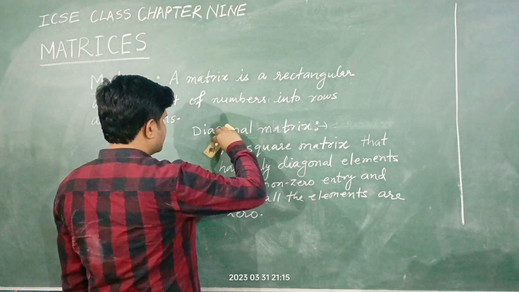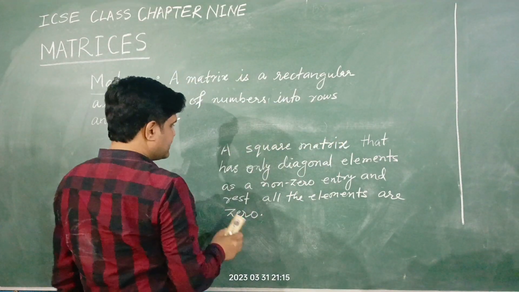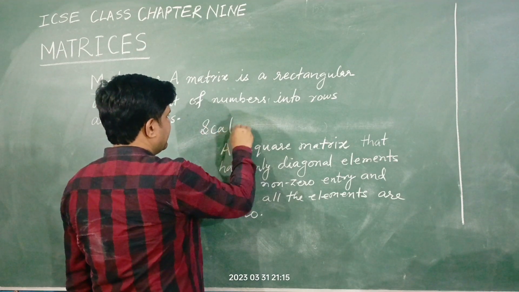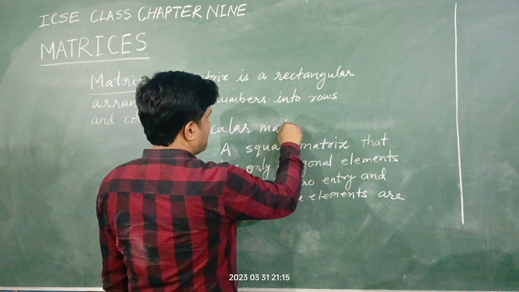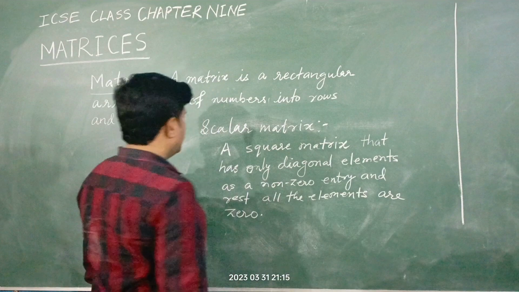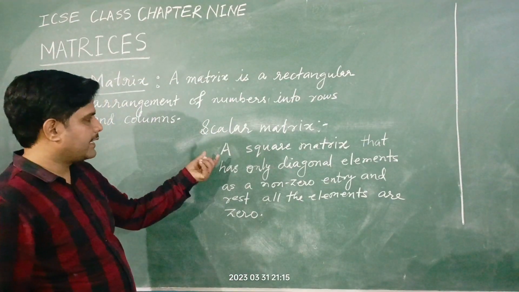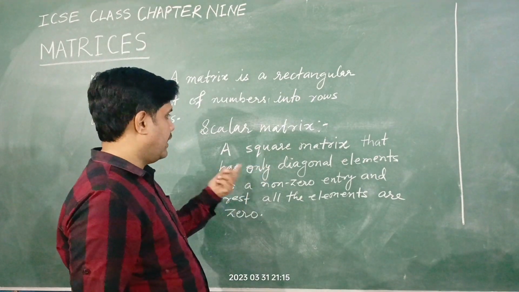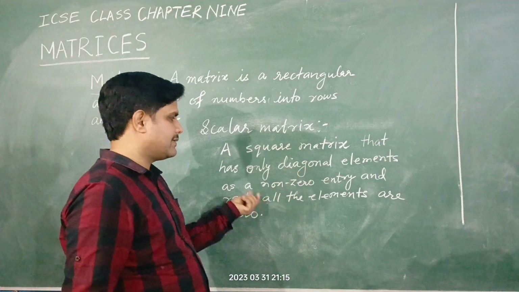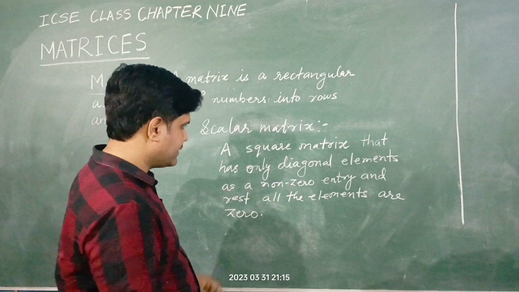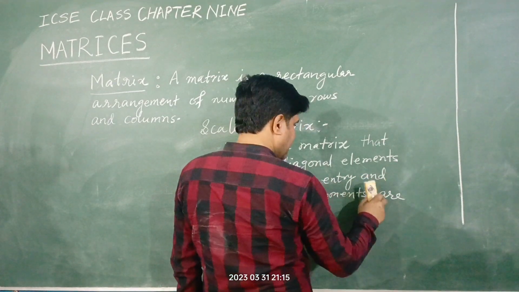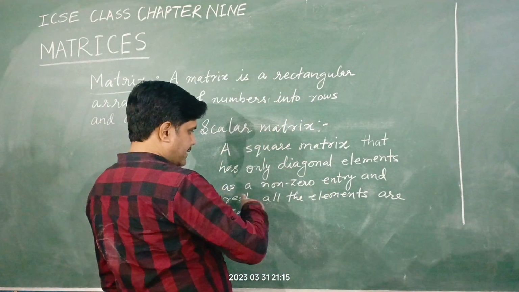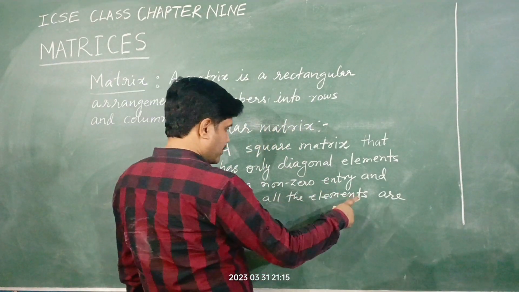Now moving on to another type of matrix, which we call a scalar matrix. Again, a scalar matrix is a square matrix that has only diagonal elements as non-zero entries. But here there is a thing that you need to add.